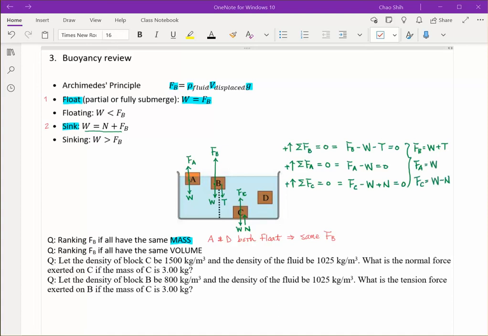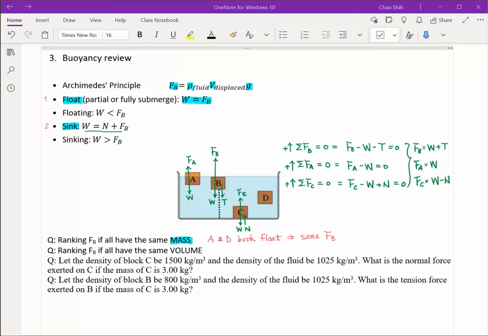Okay, now it's obvious that you can see which one is larger. They all carry the weight of the object itself, but one is going to add the T, and one is going to subtract with M. So the buoyancy force of B is larger than A, which is larger than C, and A is equal to D. So that's the case when they have the same mass.